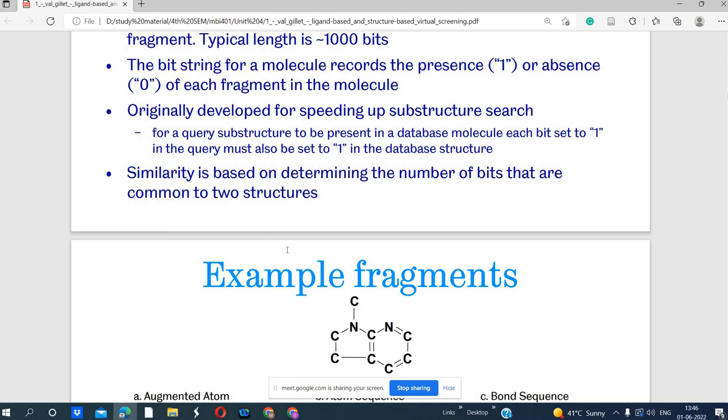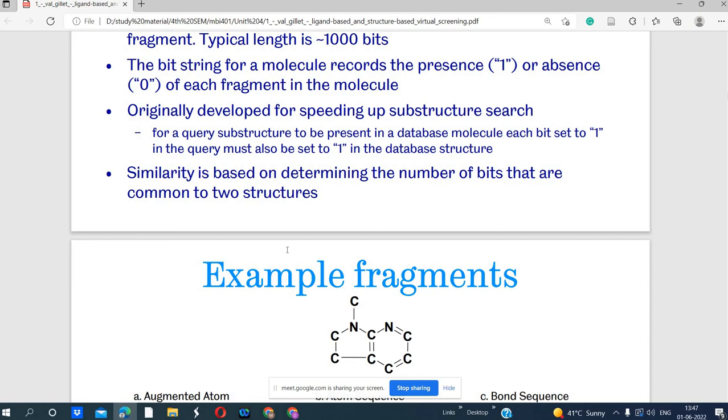For a query substructure to be present in the database molecule, each bit set to 1 in the query must also be set to 1 in the database structure. Suppose we have a reference structure in the database and an unknown substructure to search, like the OH group. It will show the structures which contain the OH group, so it will show 1 in the database.